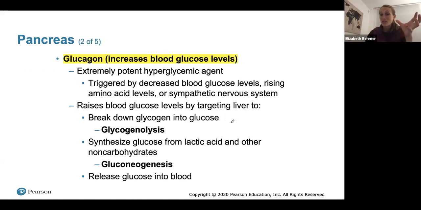It's triggered by any sort of decrease in blood glucose levels or the sympathetic nervous system to get glucose readily available in the blood to go to tissues to be converted into energy. It raises blood glucose levels by targeting the liver. So it goes to the liver and tells the liver to break down glycogen, which is the storage form of glucose, break it down into glucose, and then it takes it to the blood to try to increase that.